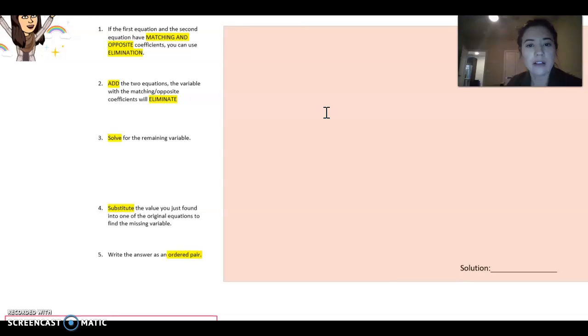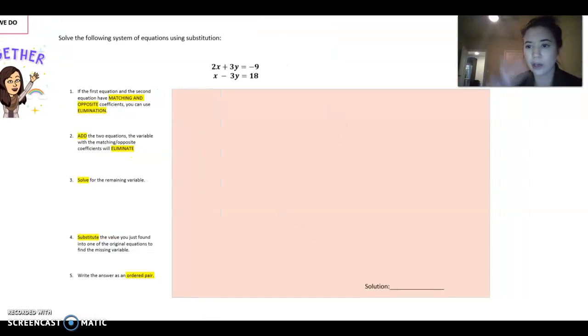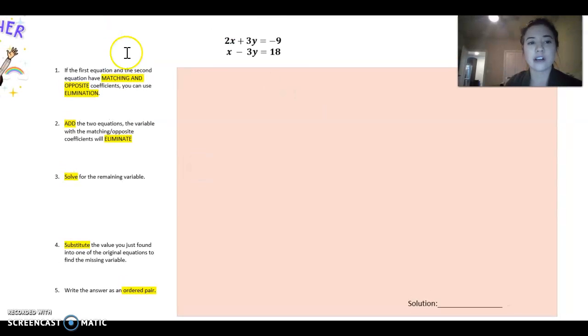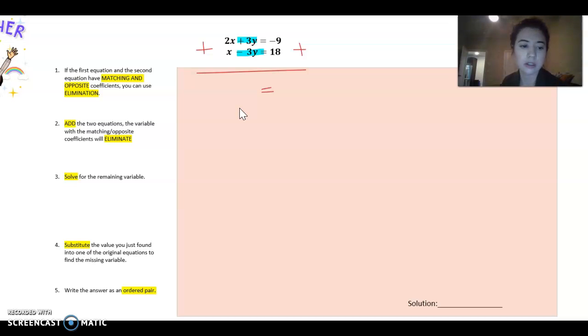All right, on to this one. So this one we're going to try to do like a we do thing, so I might ask you to pause here and there to try and do it. Okay, so if the first and second equation have matching and opposite coefficients, you can use elimination. I see a +y and a -3y, so that tells me elimination. So now we're going to add the two equations, and the matching and opposite should cancel out. So pause me and add these two equations together and tell me what you get. What equals what? Take 20 seconds, pause me, and try to eliminate those and add them together.